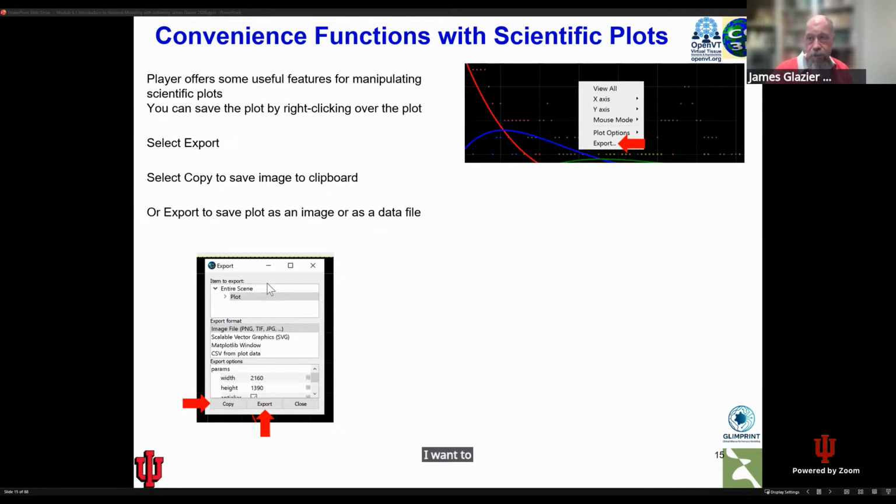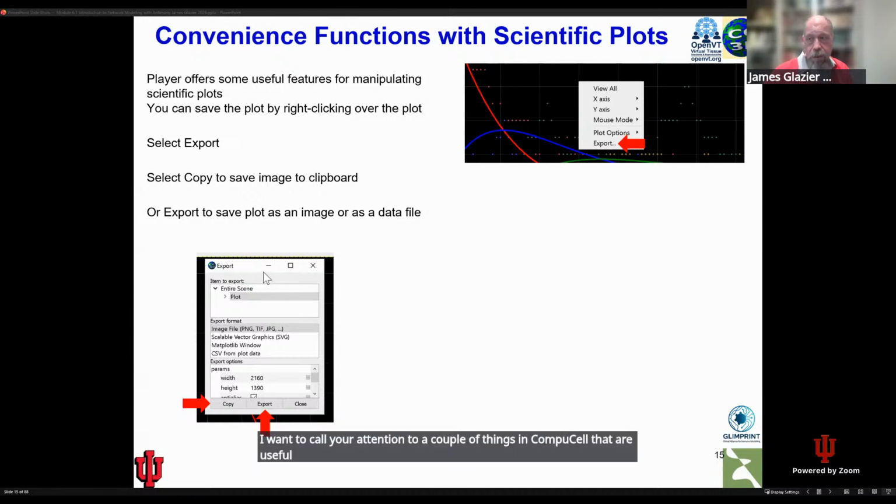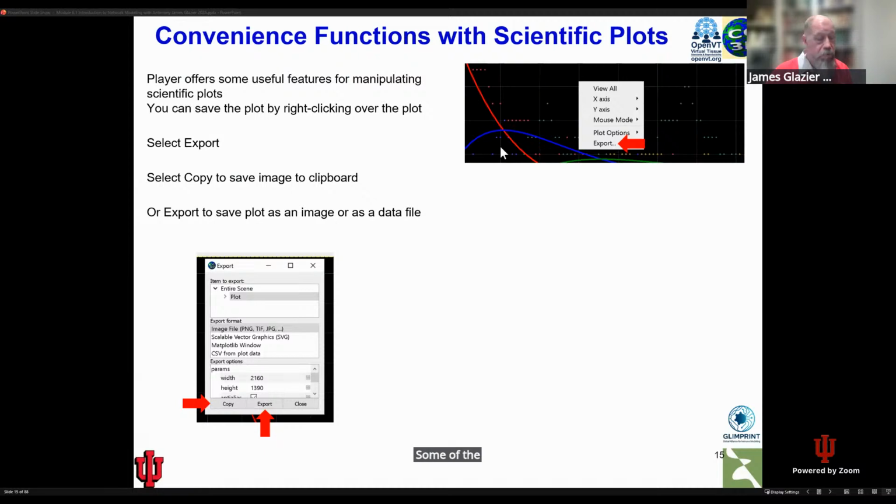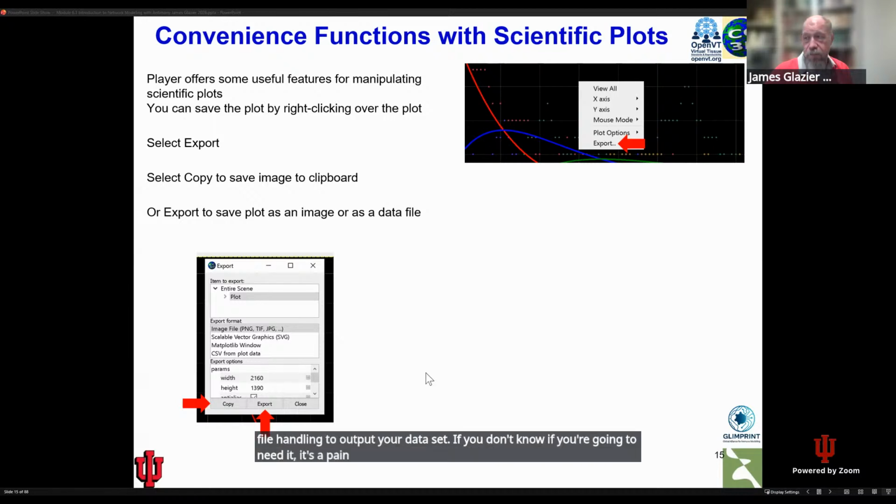I want to call your attention to a couple of things in CompuCell that are useful. Some of the fancy features for CompuCell plots don't actually work. Some of them will crash Player, I'm afraid. But there are some that work very nicely, one of which is export. If you hover over the window with the plot, you right-click and select export, you can export the plot either as an image, an SVG, for example, or as a CSV that will output the actual time series. If you're going to be doing this for production, you might want to write file handling to output your data set. But if you don't know if you're going to need it, it's a pain to have to write the file handling. So being able to save the data from the plot is quite convenient. I want to remind you of that.